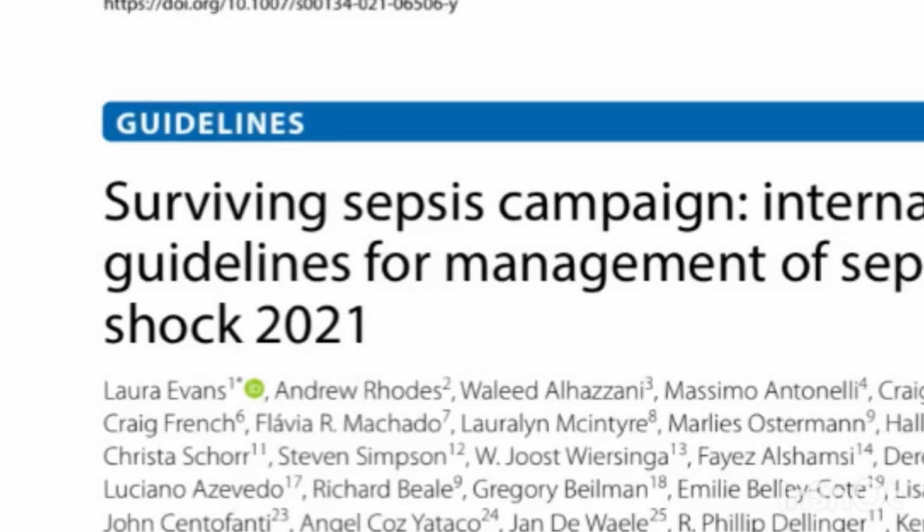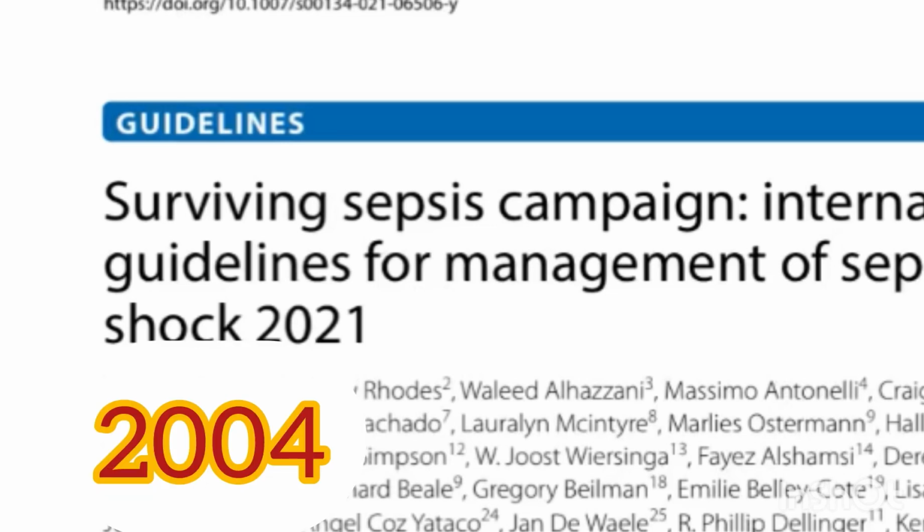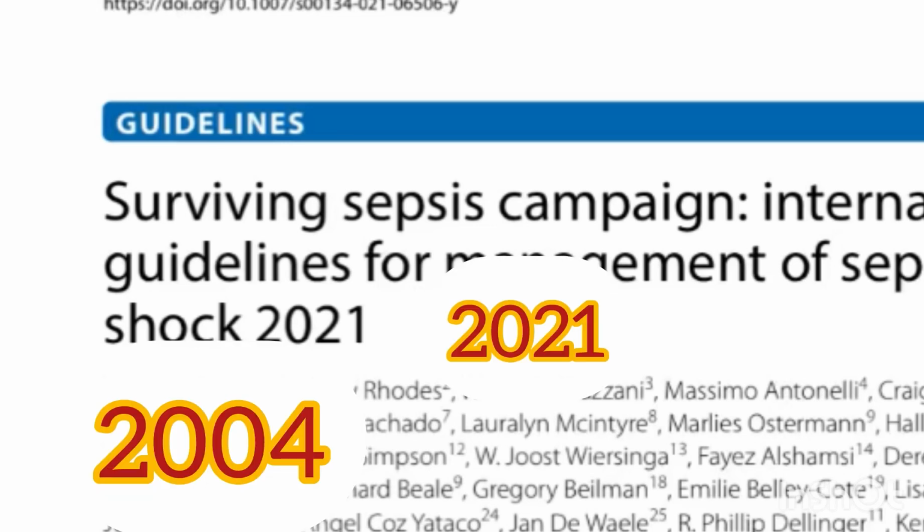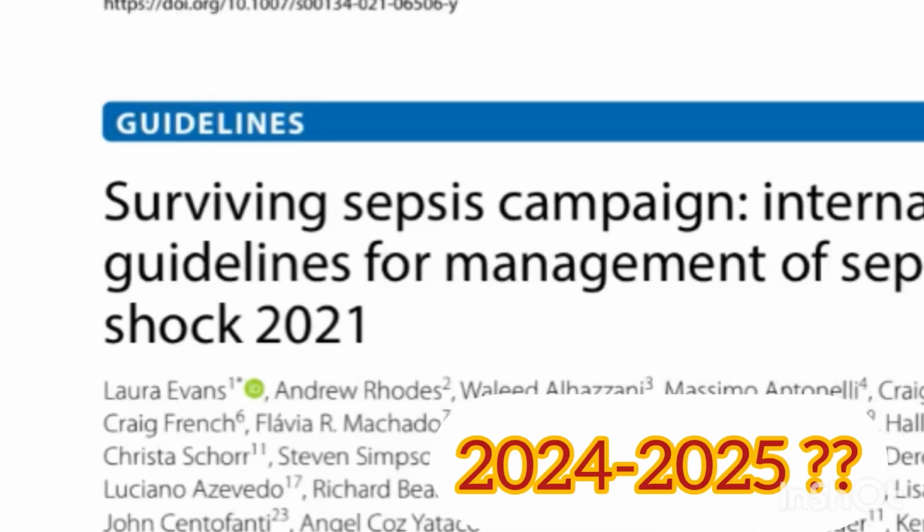Which year was the last update of the Surviving Sepsis Campaign? So the Surviving Sepsis Campaign guideline was first published in 2004 and the most recent version was released in 2021, and the 2024-25 update is expected to be published shortly.